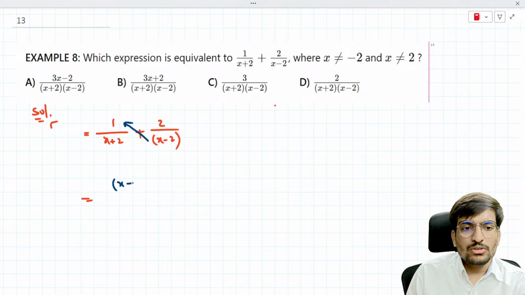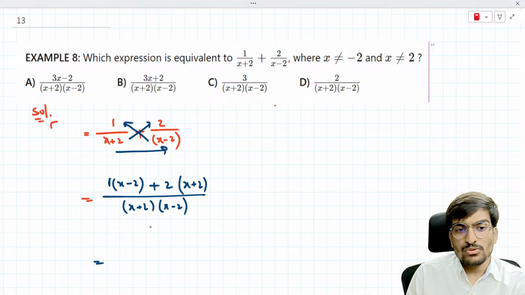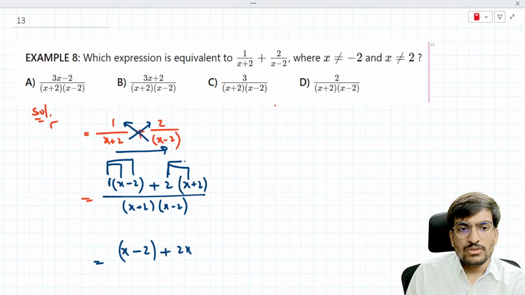So if you use cross multiplication, you can multiply this way: 1 into x minus 2, plus 2 into x plus 2, divided by x plus 2 times x minus 2. So that equals, I just multiplied here. This is how we do cross multiplication. Now you multiply this. 1 into x is x, minus 1 into 2, which is negative 2. Plus 2 into x is 2x, and 2 into 2 is 4, plus 4, divided by x plus 2 times x minus 2.